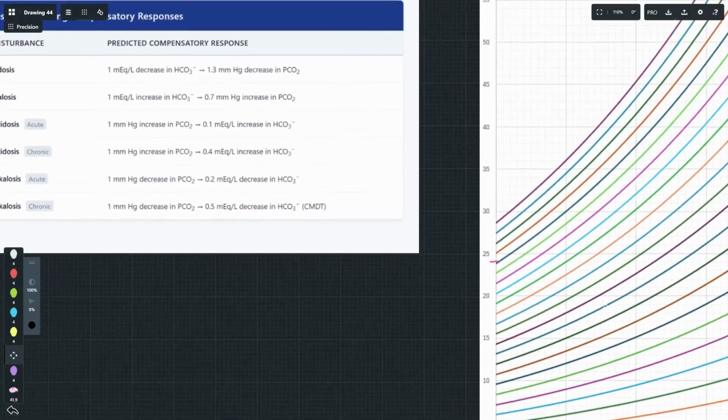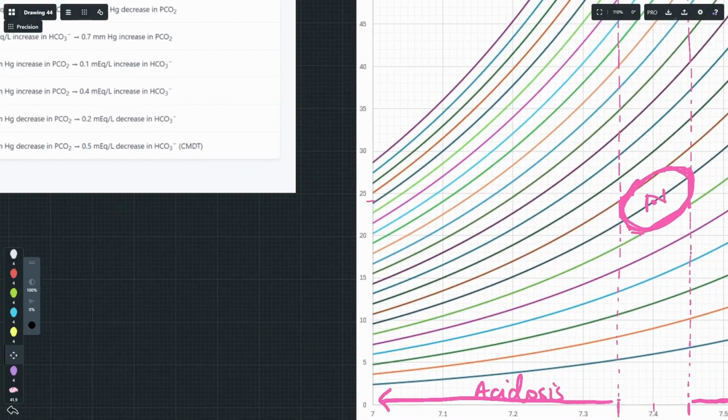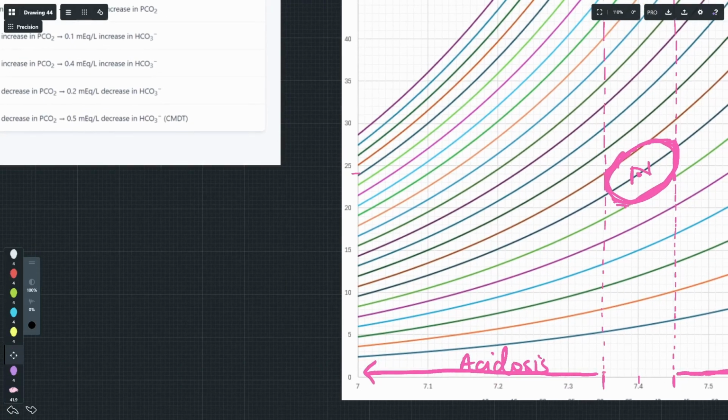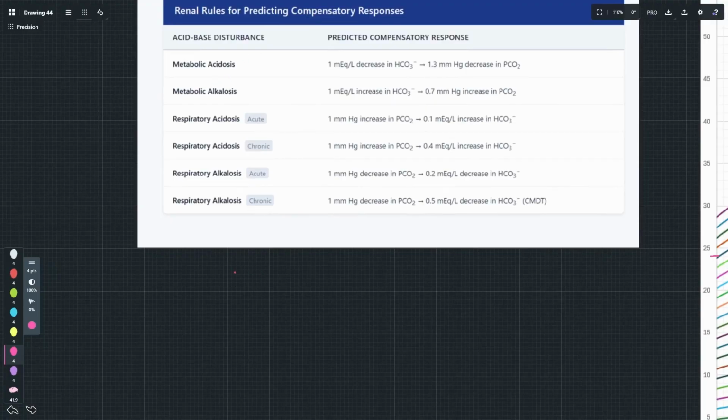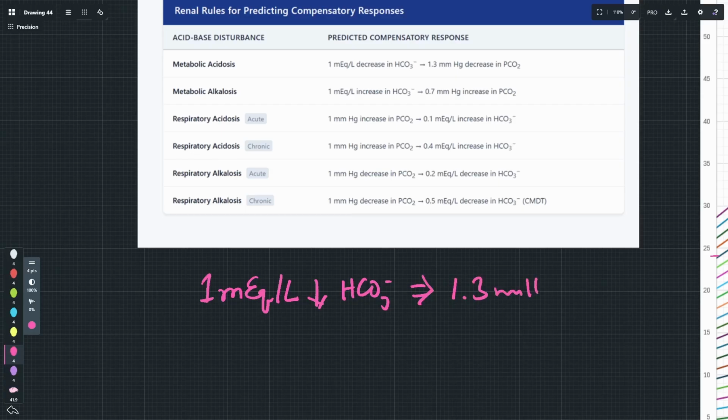Now let's start from the metabolic acidosis. I've told you that it won't be going like this. This is first of all the wrong approach. Now we can start from 24. The renal rule for metabolic acidosis is that a 1 milliequivalent per liter decrease in bicarbonate must be equal to a 1.3 mmHg decrease in PCO2.